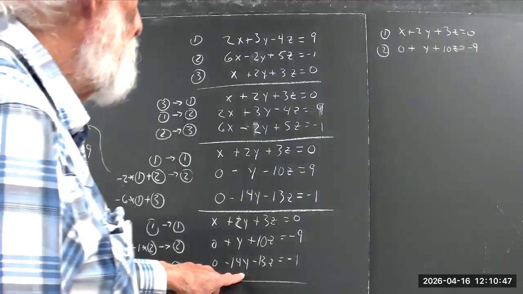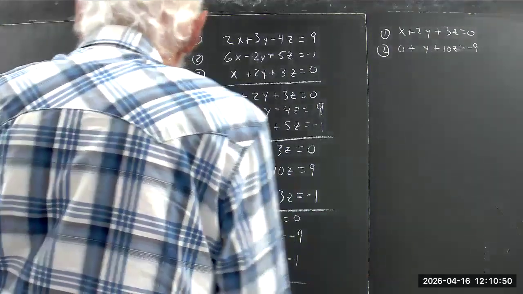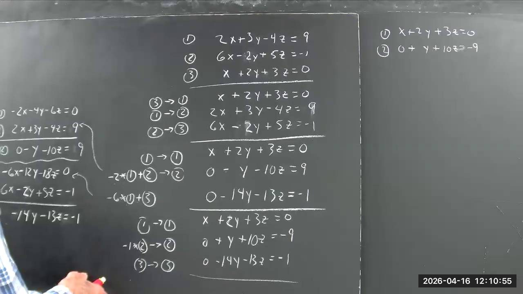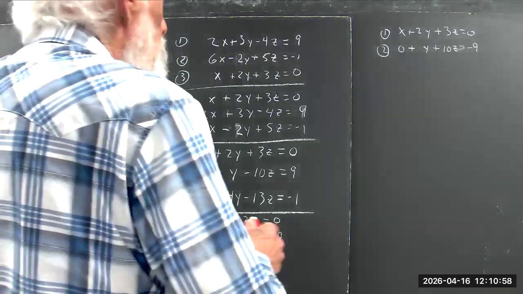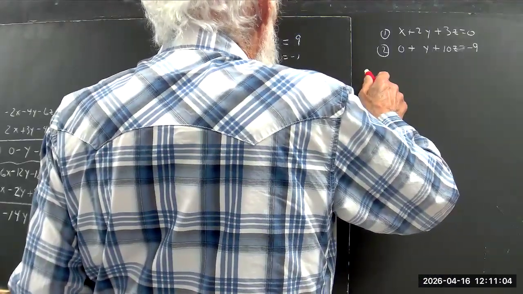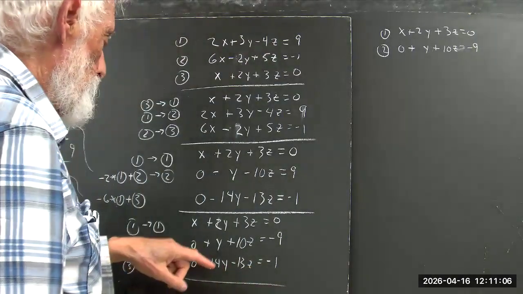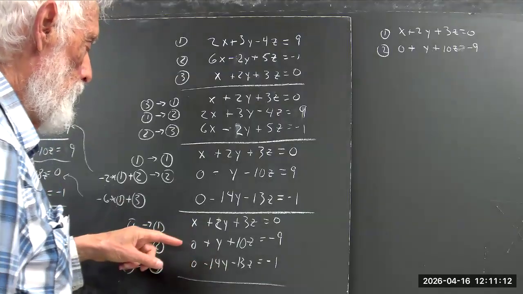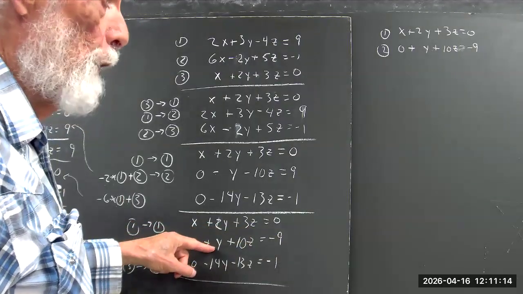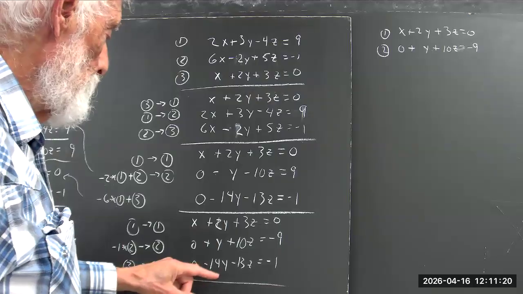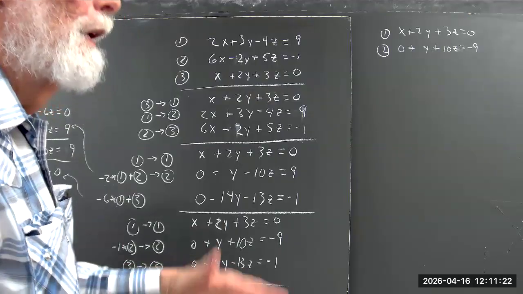So what I'm going to have to do is add 14 times the second equation to the third, because if I multiply everything in the second equation by 14, my y will become 14y, and that will match up with the negative 14y in the third equation to eliminate y.